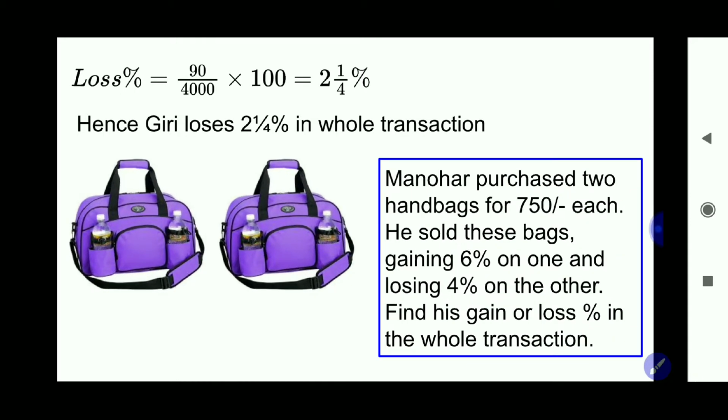One more question. Manohar purchased 2 handbags for 750 rupees each. He sold these bags gaining 6% on one and losing 4% on the other. Find his gain or loss percentage in the whole transaction. Observe, gain 6% and loss 4%. Generally we think on whole transaction he will get 2% gain. But observe the solution carefully.